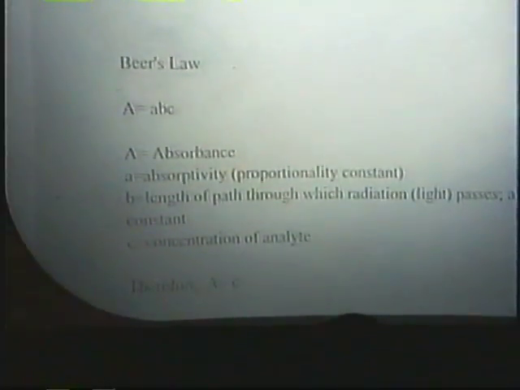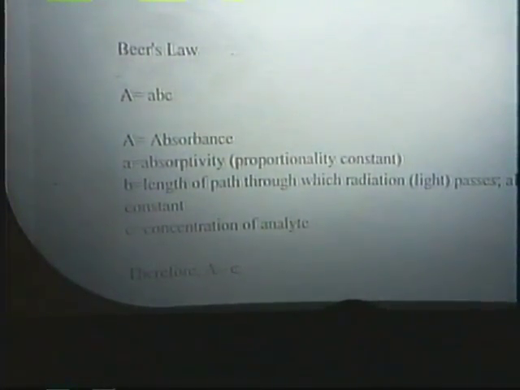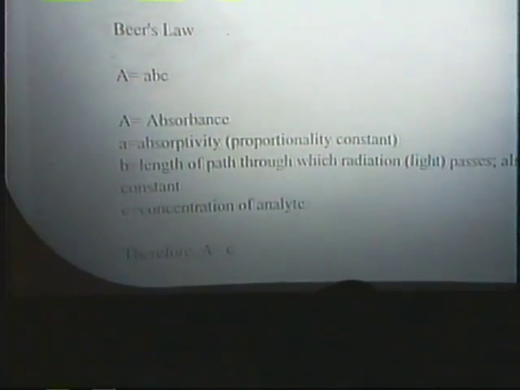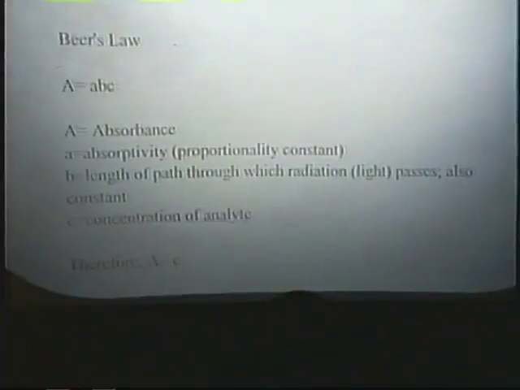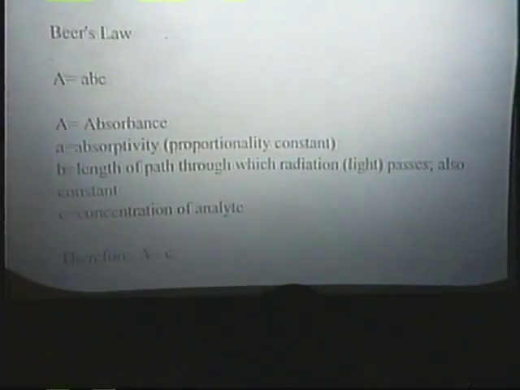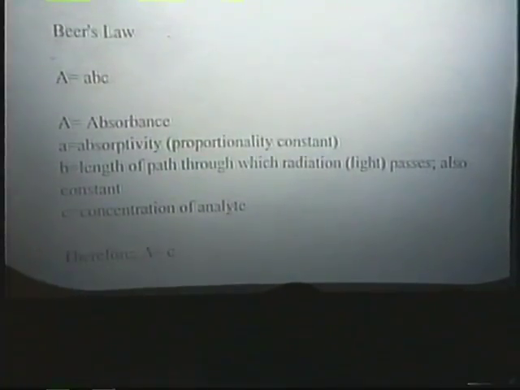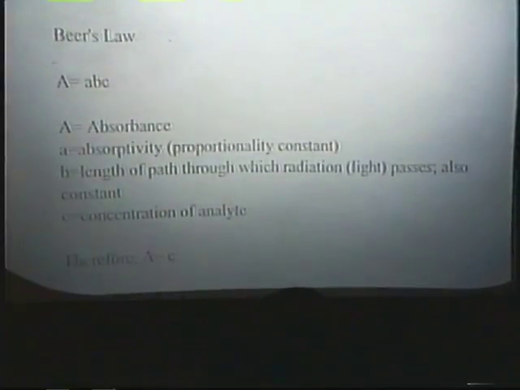absorptivity, is a proportionality constant, and it is a constant in the relationship. b is the length of the path that the radiation travels through. And c is the concentration of the analyte. Therefore, the absorbance of light, which can be expressed as a color, it can be expressed in a number of other ways, is proportional to the concentration of the analyte.